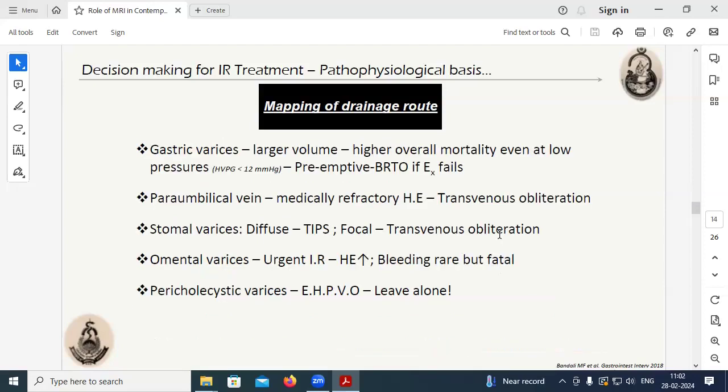sclerotherapy. For gastric varices also, most of the time you would hear the endoscopist saying that we can manage it very nicely by endoscopic sclerotherapy. But many times, don't hesitate to offer them endovenous sclerotherapy, because sometimes they are not able to control it, and then finally the patients end up with massive bleeding. And the other varices, like the paraumbilical, stromal and omental, also have to be managed by a combined endoscopic and endovenous approach, because they are notorious for causing refractory hepatic encephalopathy and ascites.